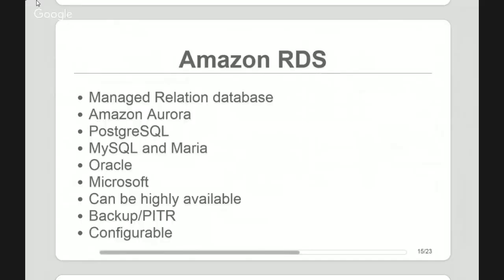These relational databases can be highly available if you choose the highly available mode. In this case, they run two identical databases, and they have synchronous replication between them. So if one goes down, they immediately replace it with its replica, and that way you never even experience any trouble in the ideal case. They also take care of the backups, and they offer point-in-time recovery.